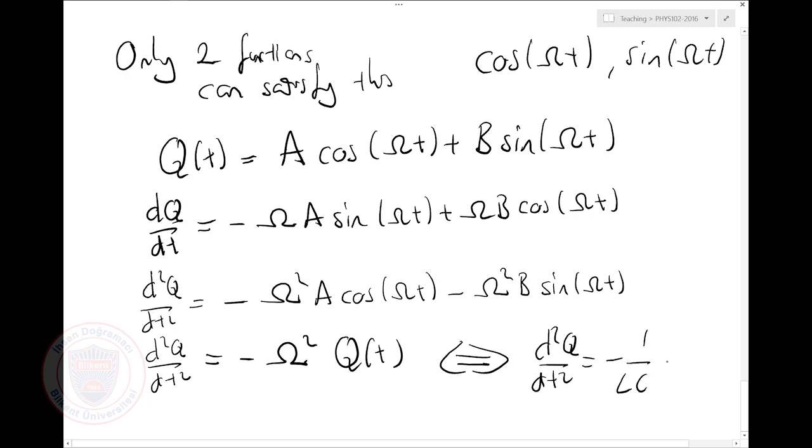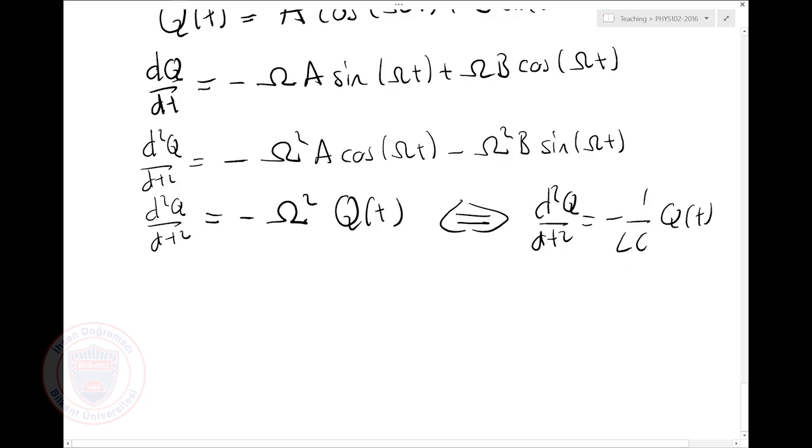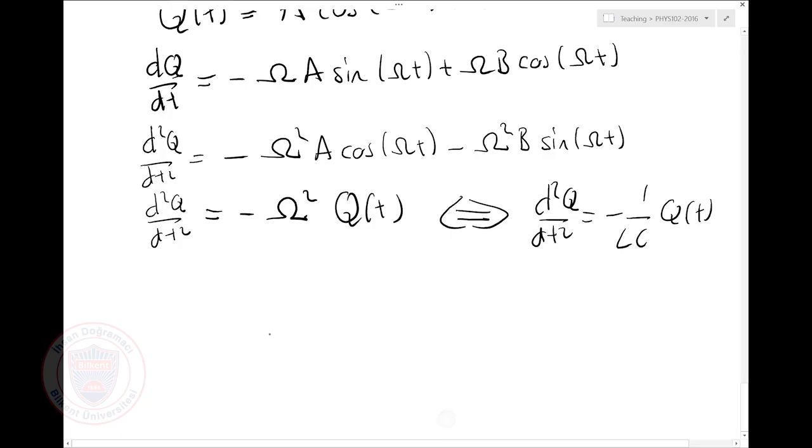Minus 1 over LC Q of t. So what do I see? I see that the oscillation frequency of this circuit is, by comparing, omega squared is 1 over LC. So omega is 1 over square root of LC. Now I'm using capital Greek letter omega. I think your book uses omega 0, that's the small case Greek omega. So do not be confused by the notation. All right?